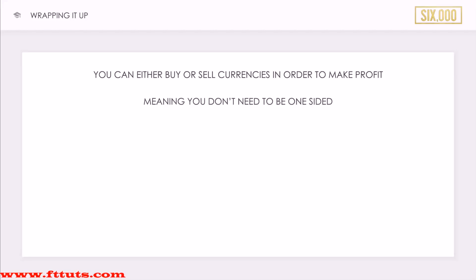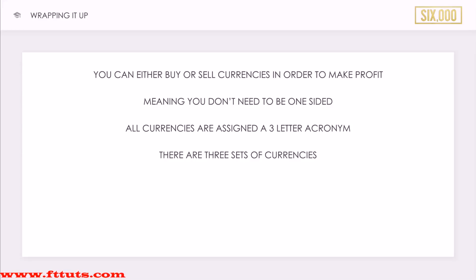Now, it's been a very successful module today. I'd just like to wrap it up. A very short module in comparison to day one. Now, we know you can either buy or sell currencies in order to make profit, meaning you don't need to be one-sided. So you don't need to come into trading and just buy currency pairs or just sell. Me personally, I buy and sell currency pairs. I look for opportunities on both sides. You don't want to be one-sided. Trust me on that. So all currencies are assigned a 3-letter acronym.